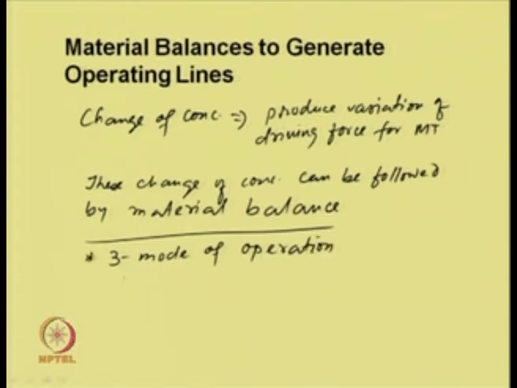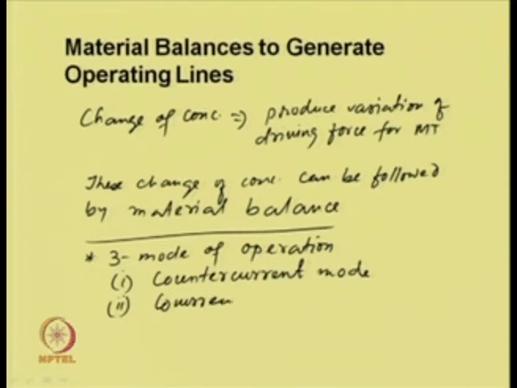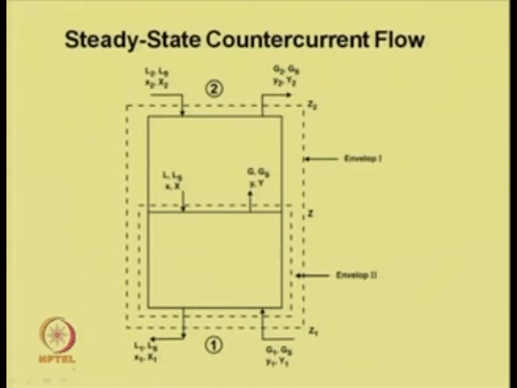There are three modes of operation. One is counter current operation, second is co-current, and third one is cross current. So, let us consider steady state counter current flow.